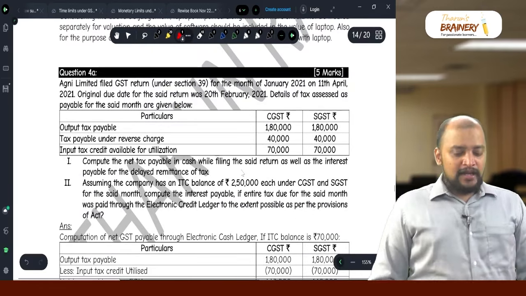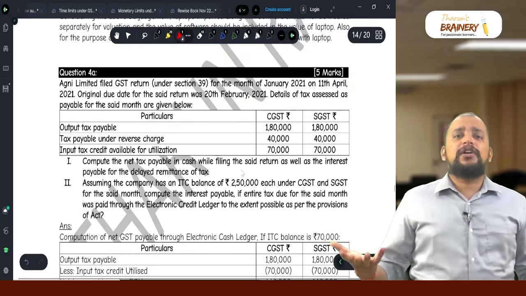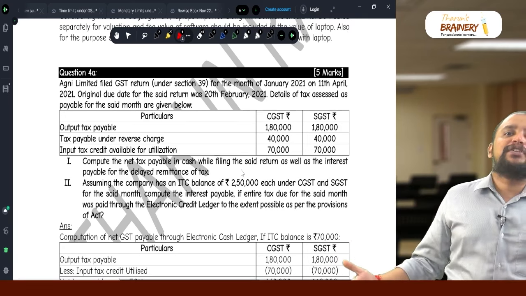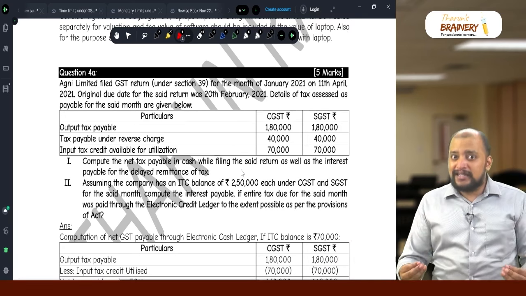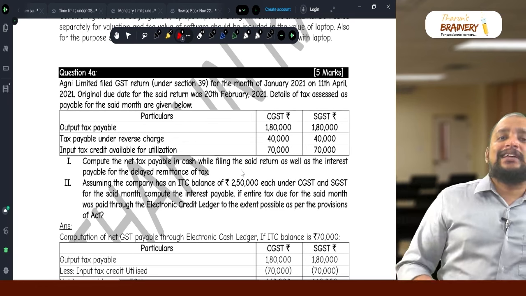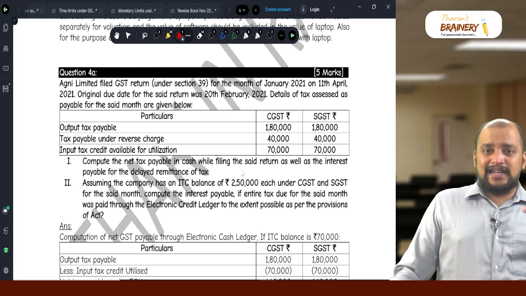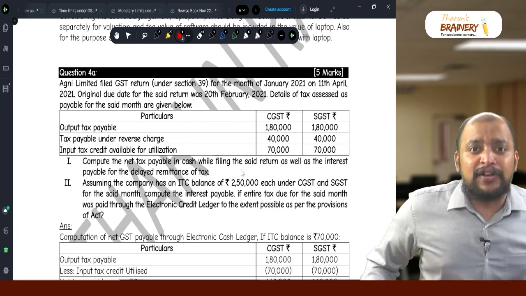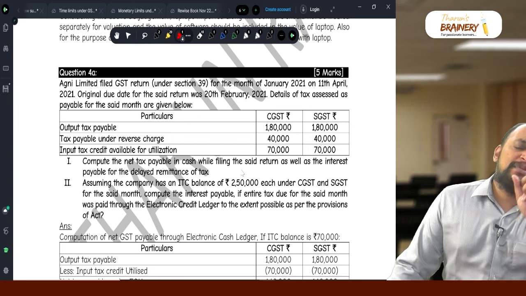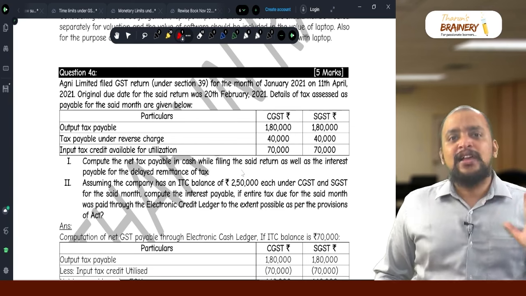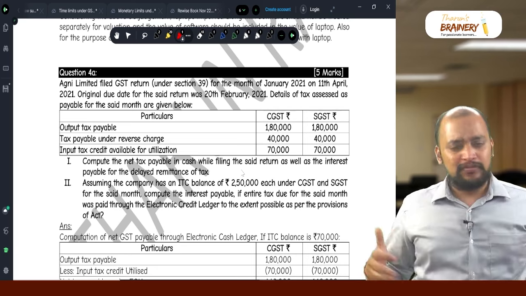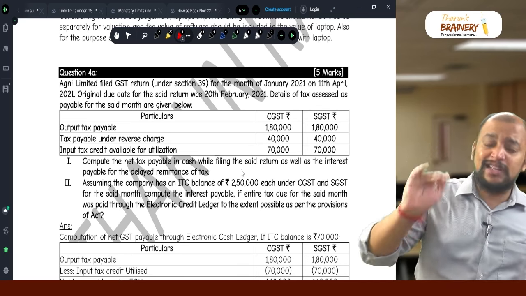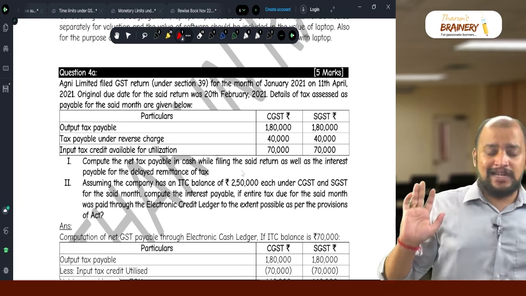Then question number 4A. Those who are watching this video and appearing for the November 22 exam, please try to complete the case laws. Selected case laws are there in the study material for customs. Definitely, every attempt they are asking one question from the case law, so for 4 or 5 marks you can score that. That is given in the ICAI book itself, selected case laws.